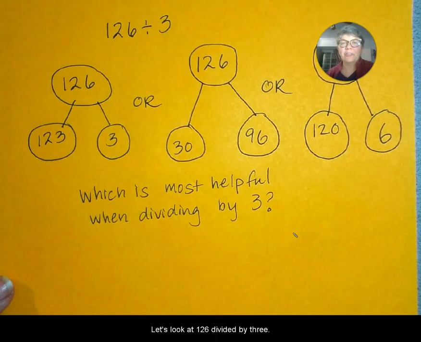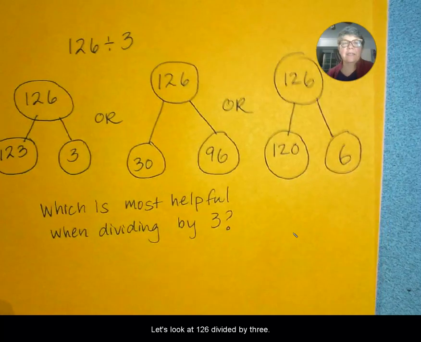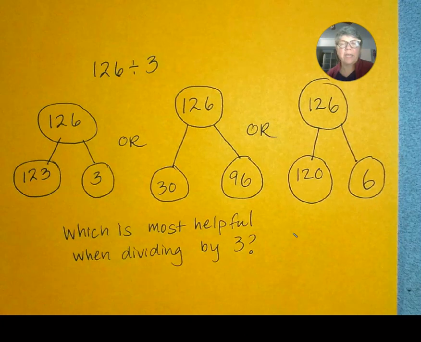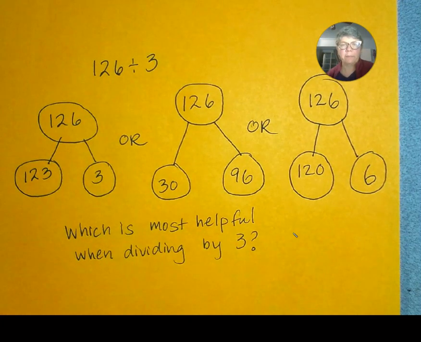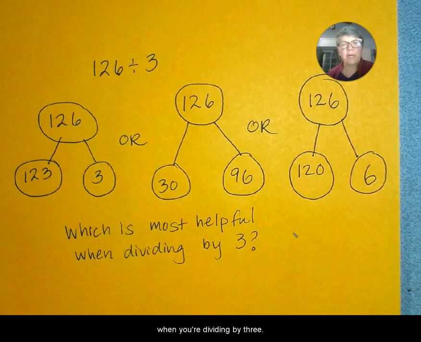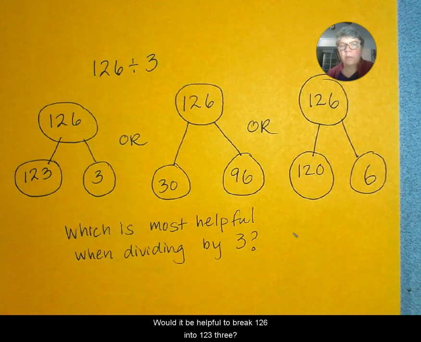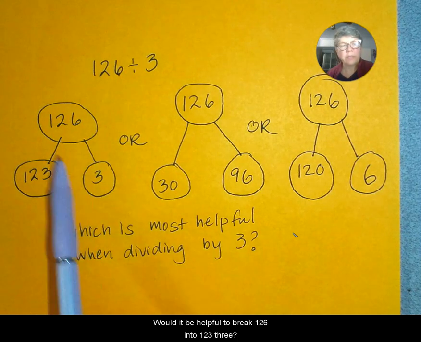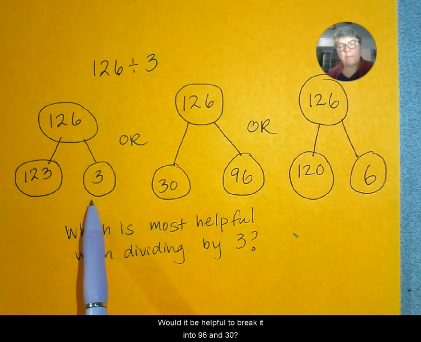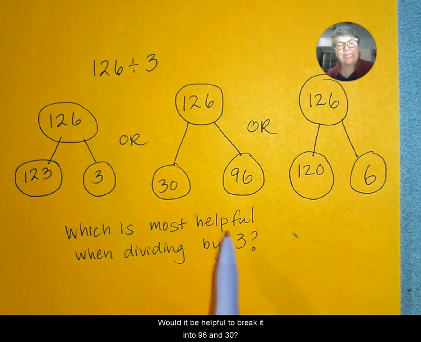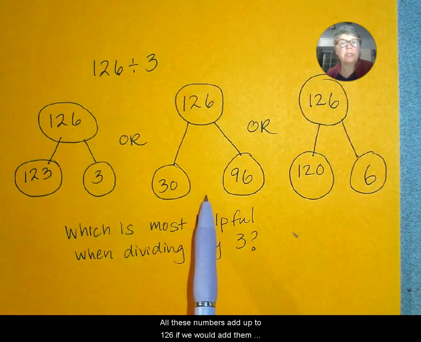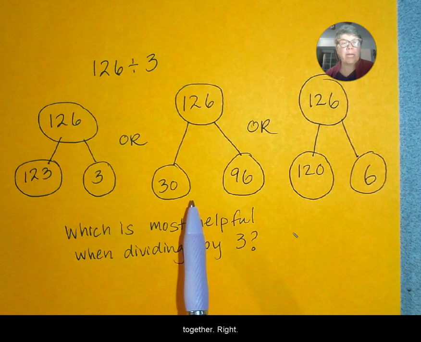Let's look at 126 divided by 3. Now I have 3 different drawings here. I want you to look at which one would be most helpful when you're dividing by 3. Would it be helpful to break 126 into 123 and 3? Would it be helpful to break it into 96 and 30? All these numbers add up to 126, if we would add them together, right?